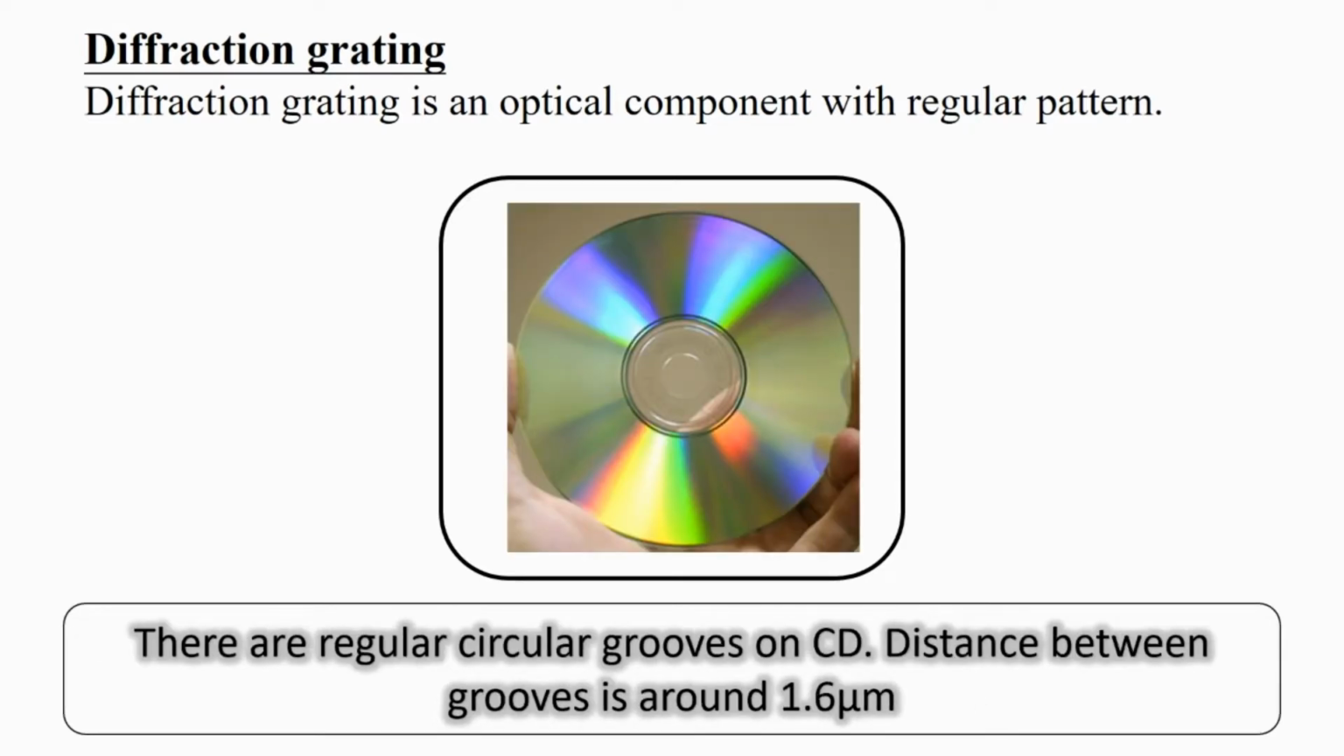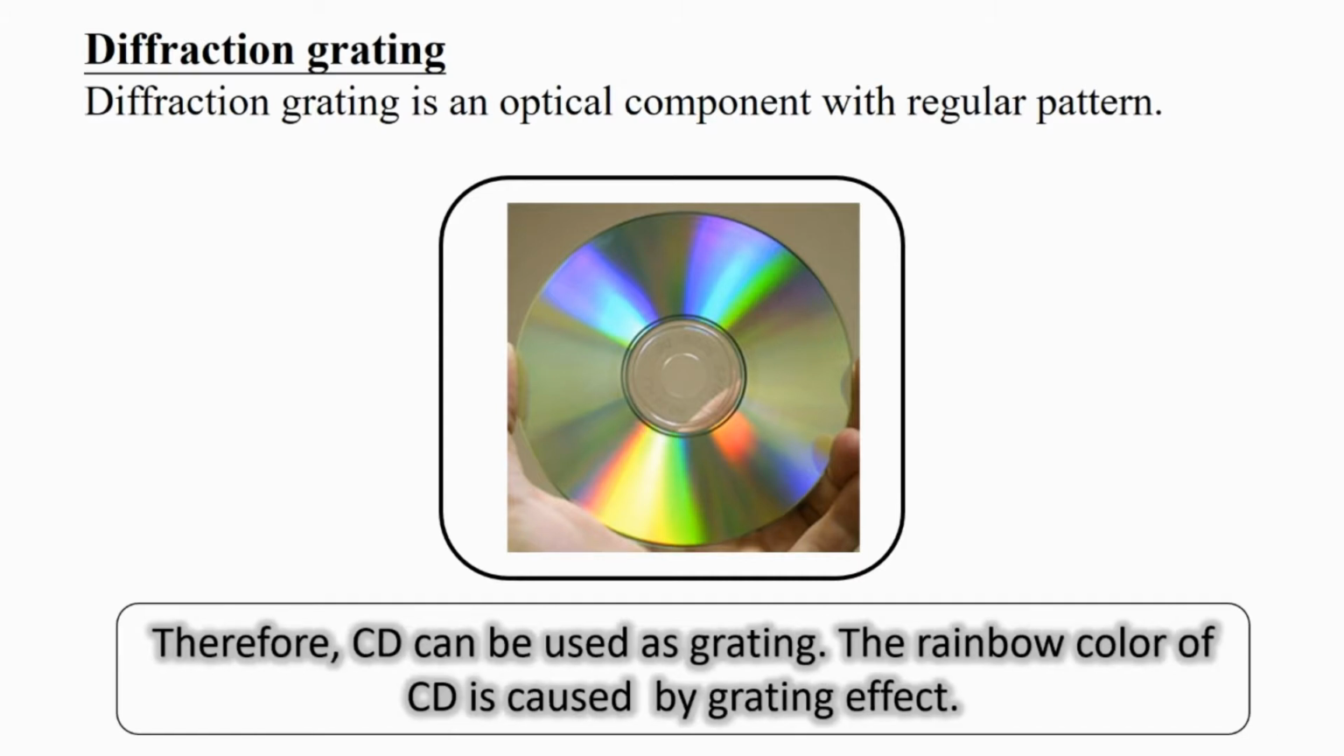There are regular circular grooves on a CD. The distance between grooves is around 1.6 micrometers. Therefore, a CD can be used as a grating. The rainbow color of a CD is caused by the grating effect.